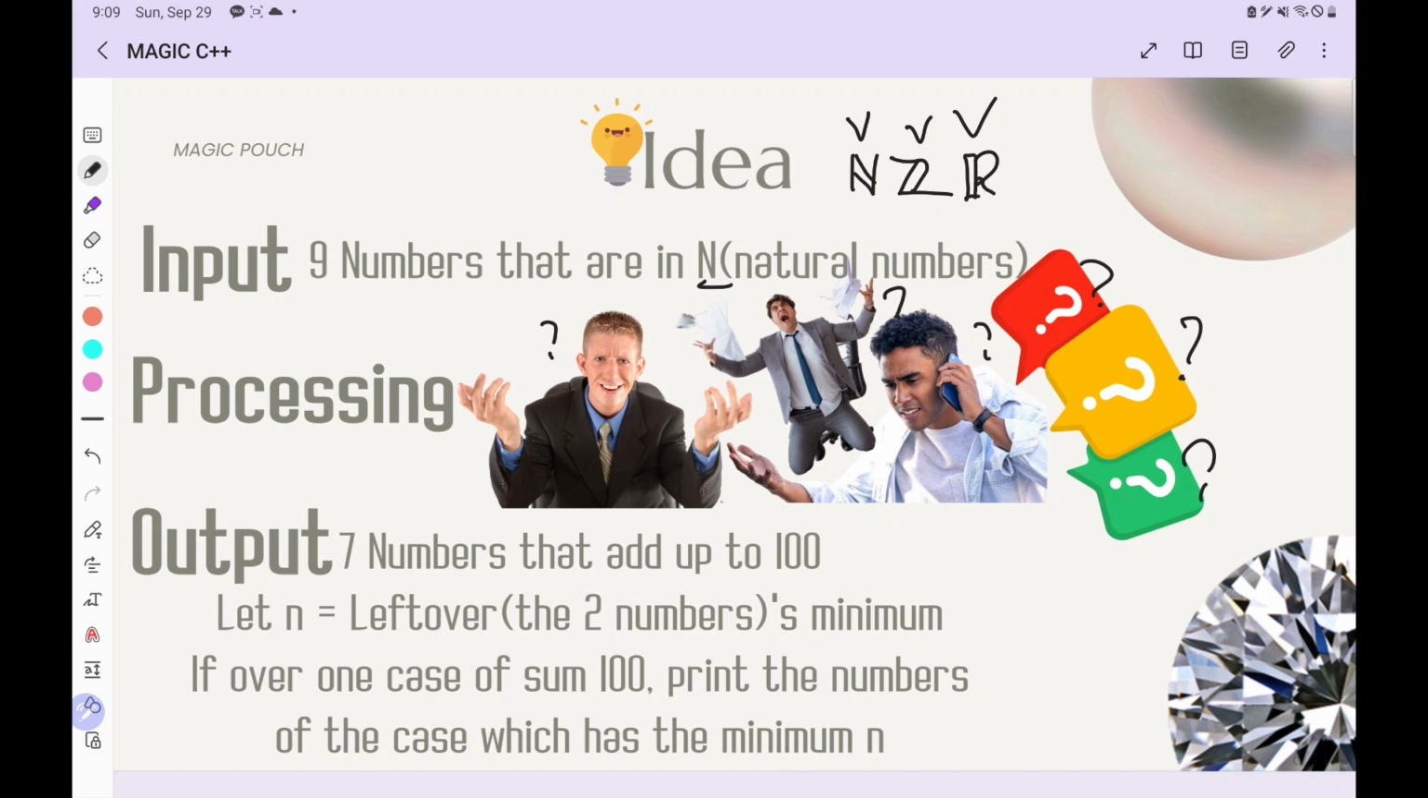We should print that. Let n equal the leftover of the 2 numbers minimum. If there is more than one case of sum 100, print the numbers of the case which has the minimum n. You will not understand what I just said because I just translated that from Korean into English, and this is kind of weird.